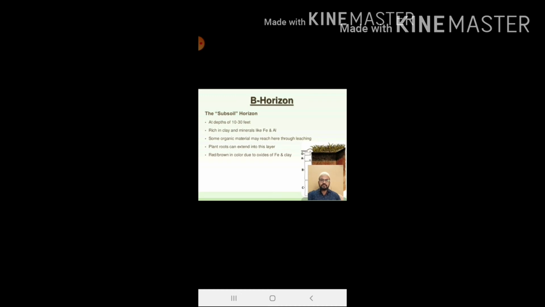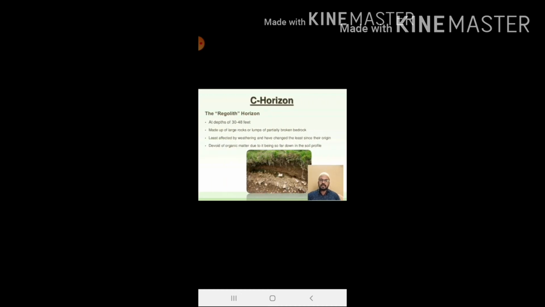C horizon, the next one, is called regolith. Regolith means loose rock. It is situated below the B horizon and consists of slightly broken up pieces of rock. Plant roots do not penetrate into this layer as very little organic material is found here.